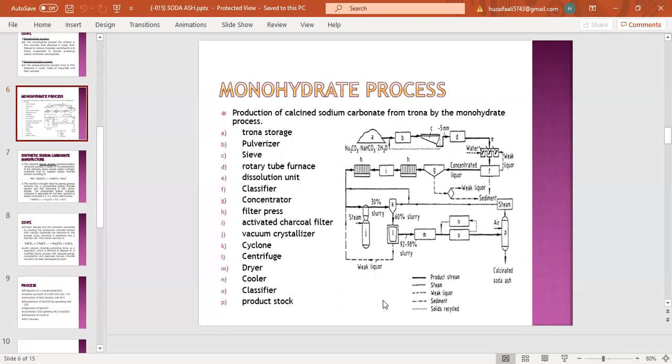This shows that a mixture of sodium carbonate and bicarbonate is added to trona storage, water is added to dissolution unit, and slurry is added to cyclone. The reaction occurs and concentrated soda ash is placed in product stock.